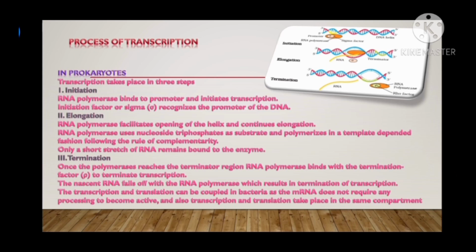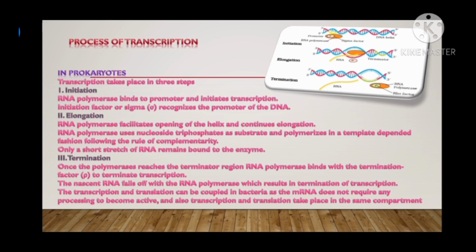But otherwise, in the process of initiation, basically what happens is RNA polymerase binds to the promoter region of DNA. But how will it bind to the promoter region? There are some factors known as sigma factors which are very essential for the functioning of RNA polymerase, right? So at the promoter site, the sigma factor and the RNA polymerase join and start producing the RNA.